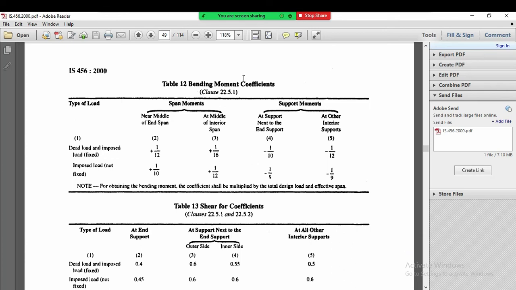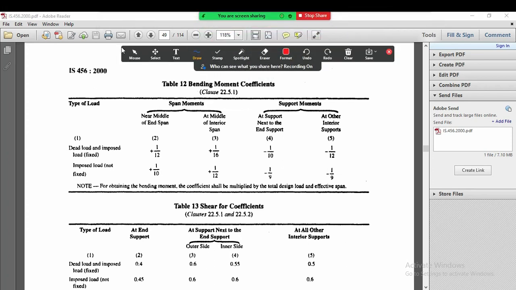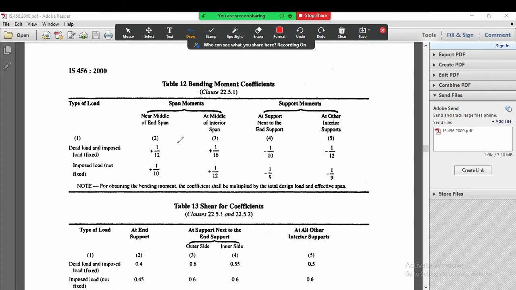Now here, we have already seen this. This is the bending moment at the middle of the end span, the middle of the interior span, the support next to the end support, and all intermediate supports. This is for dead load, and this is for live load. These are the different coefficients which we have already used.